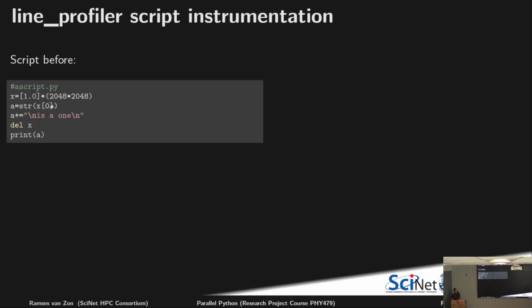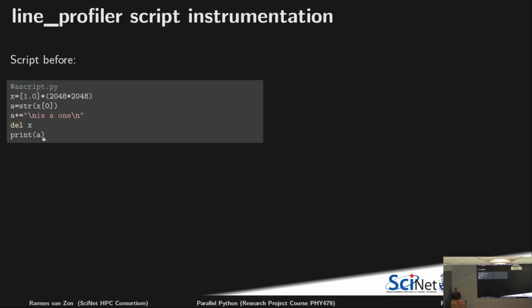So suppose I have a little script here that creates an array of about 4 million values of 1. And then it creates that list. Then it prints out x0 and some other stuff, and then deletes that array again, and then prints it. It doesn't do much, except it uses an array and it does something.